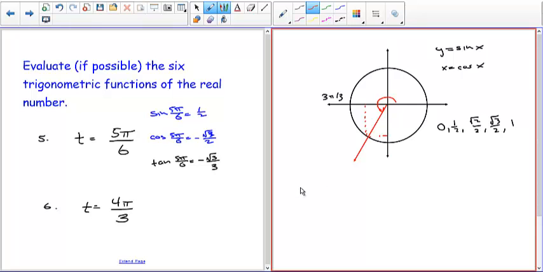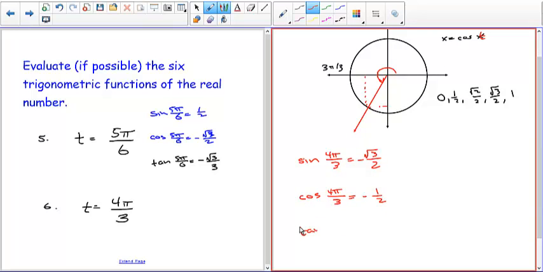So let's write that down. So the sine of 4 pi over 3 is the x coordinate, which is negative 1/2. That's the y coordinate, sorry. That's why you write them down so you don't forget them. So the sine of t, I guess, really should be sine of t. So the sine is the y coordinate, which is the square root of 3 over 2, but it's negative because it's along the negative y-axis. Then you've got the cosine of 4 pi over 3, which is the x-coordinate, which is negative 1/2.